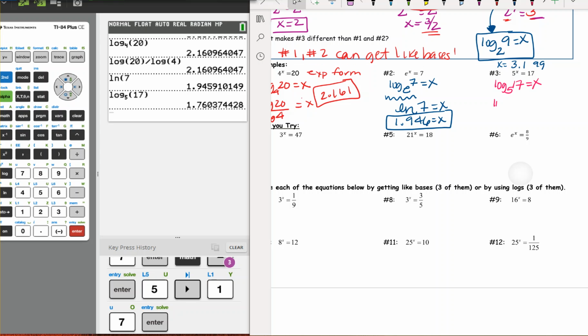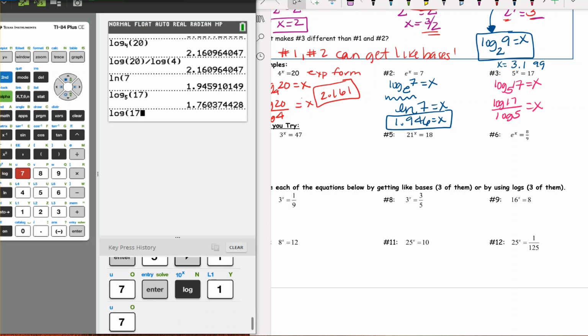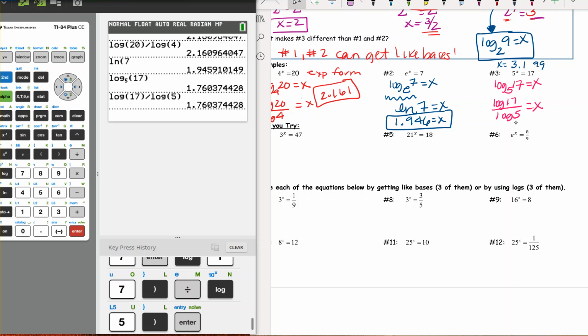Or if you don't have that button, the change of base says log of 17 divided by log of 5. So I'm going to do that so you can confirm. So log of 17 divided by log of 5 gives me the same decimal, which is 1.760.